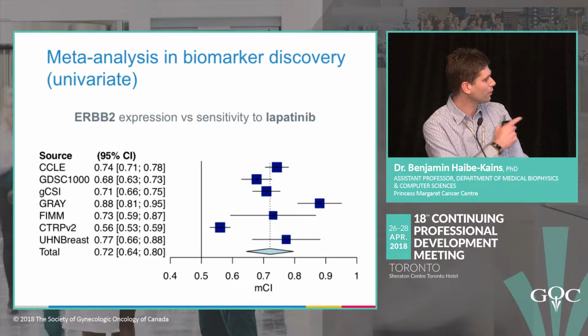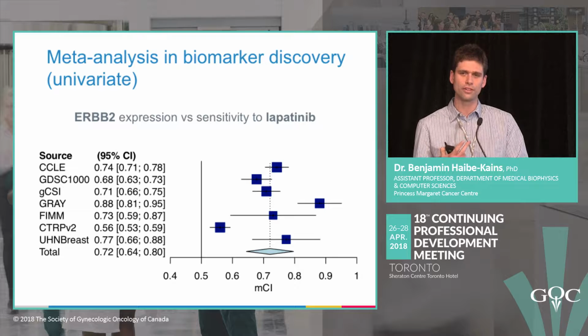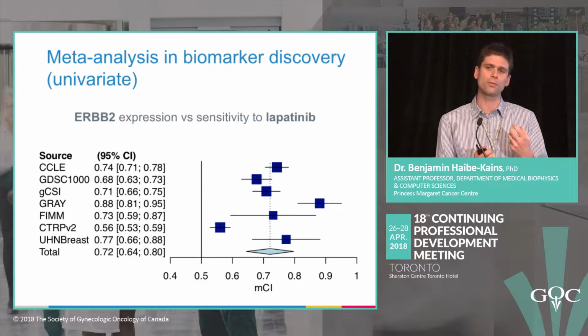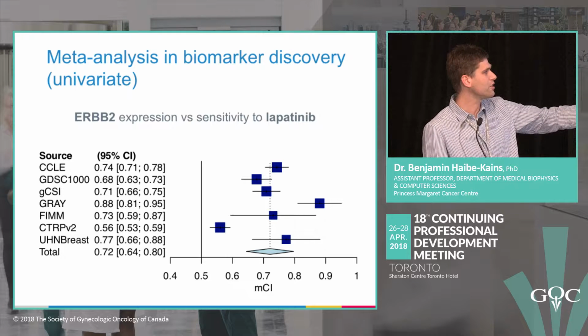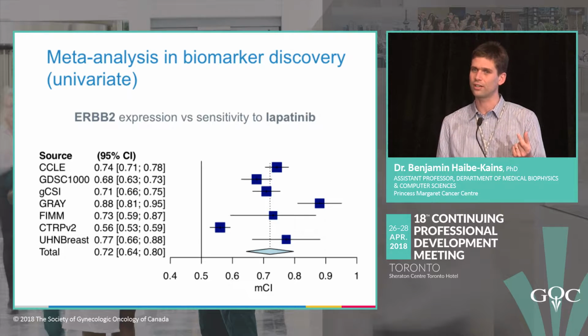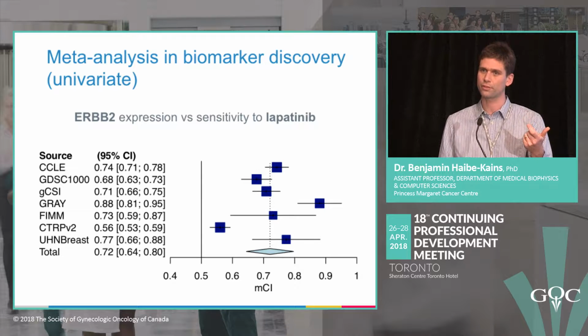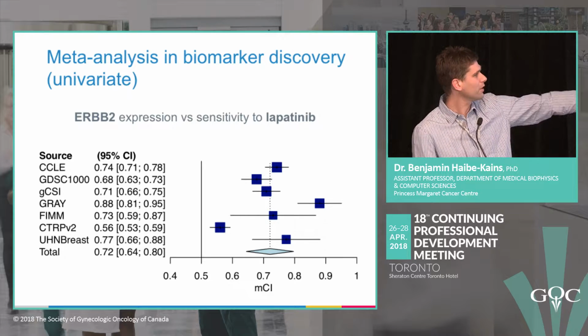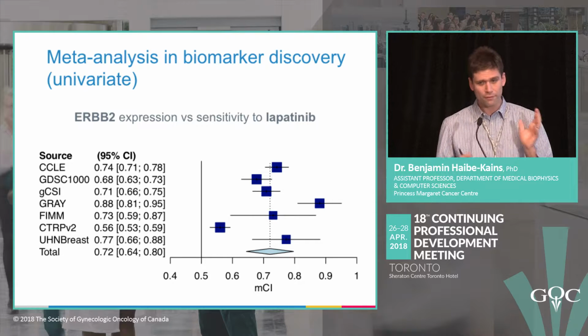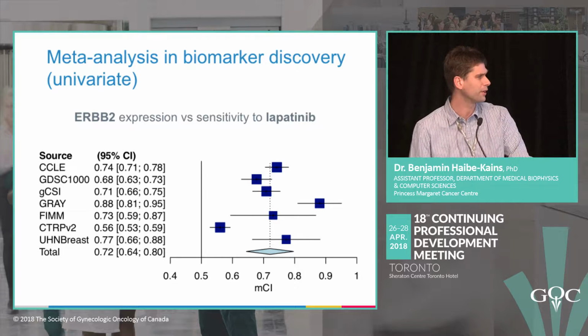And interestingly, you can also see that two data sets kind of disagree. One seems to say that the effect size, the quality of your biomarker, is very, very low. And that's CTRPV2, and that's because they screened a very small number of breast cancer cell lines. That's where ERBB2 got expressed most of the time. The other data set, gray, had this beautiful effect size. Very, very high MCI, modified concordance index.